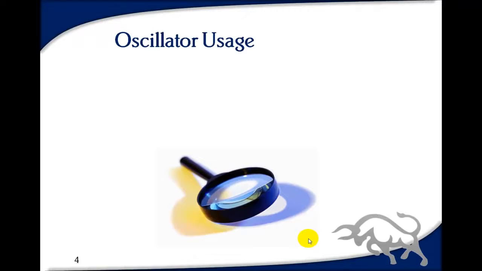Oscillator usage. We'll look for overextended positions. What is overextended? Well, that's an overbought or an oversold. When that happens, you can say that the price and the trend may be vulnerable and may be about to break down. It gives us an indication.